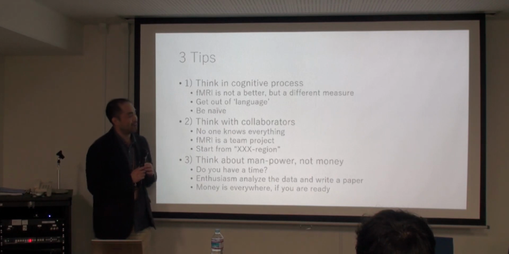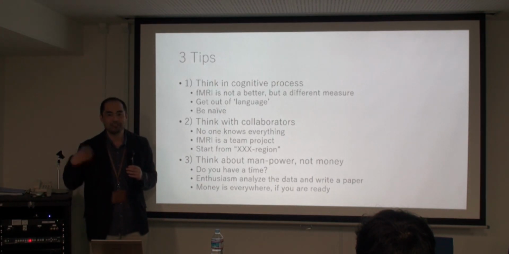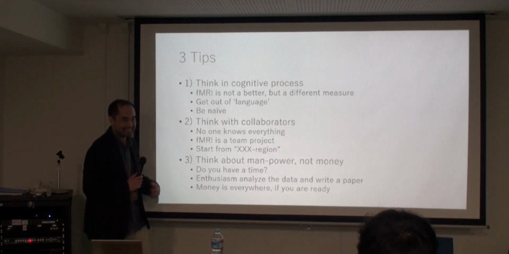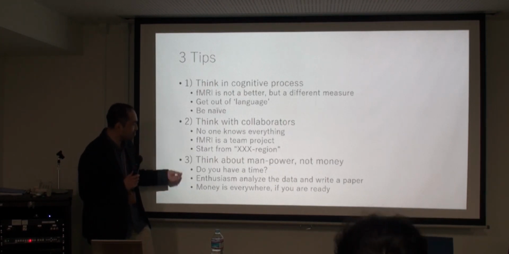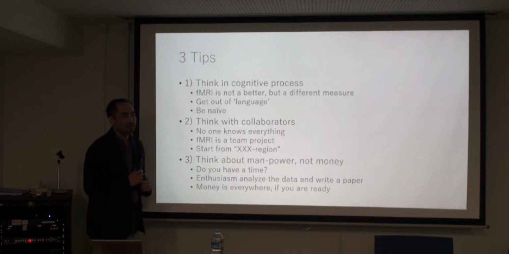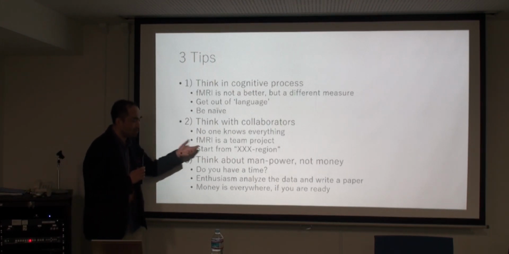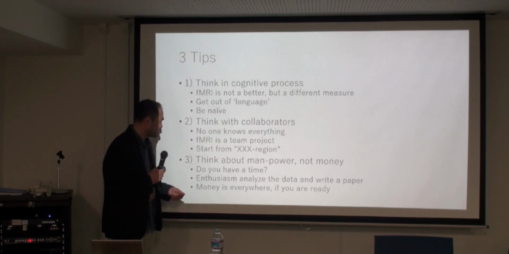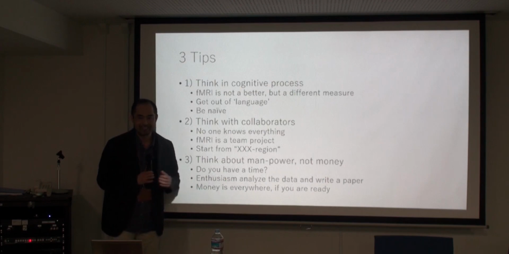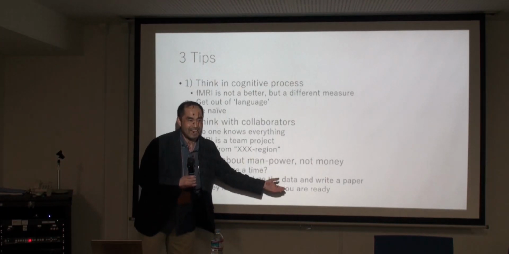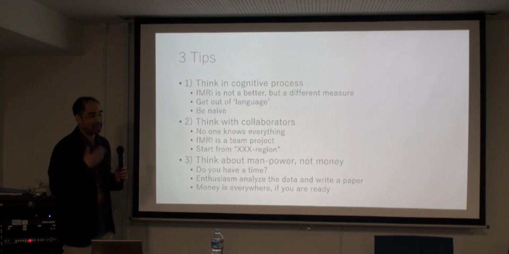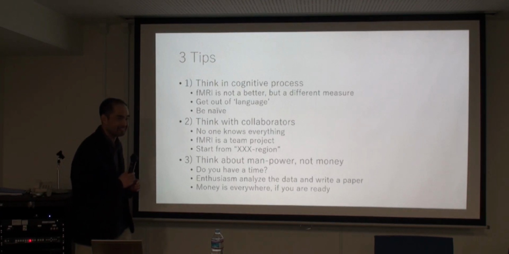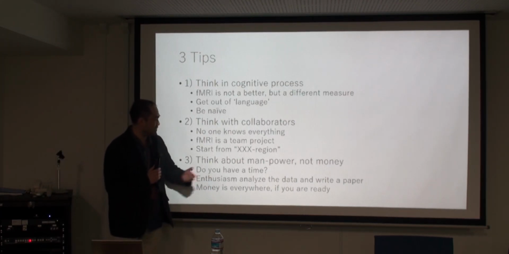And some people try to ask his or her student to do that, but analysis requires enthusiasm. Serious enthusiasm. So only the first author can analyze the data and write a paper. So such a manpower issue is the most critical issue. Of course, we need some money to do experiments. But actually, I think money is everywhere. If you have a really good experimental design, you can apply to some grant and they will give you money, I'm sure. So yeah, the most important thing is manpower.